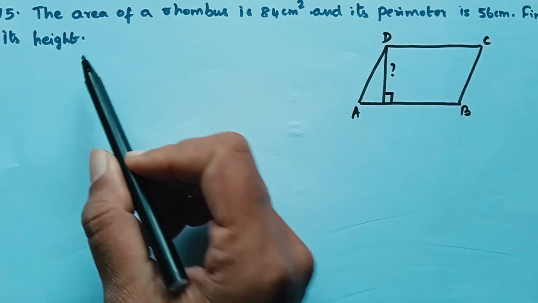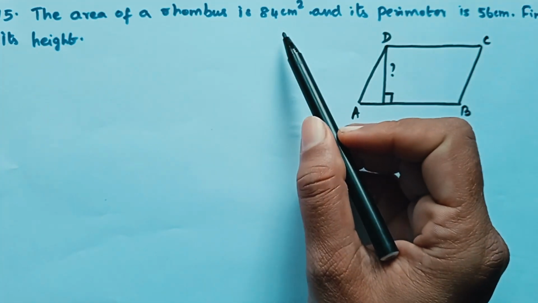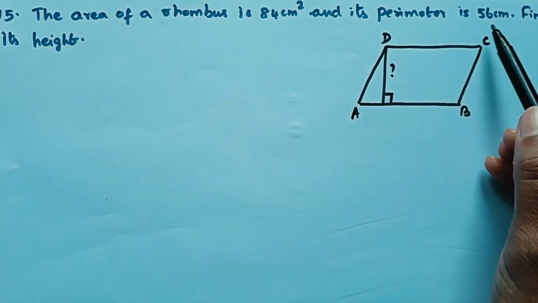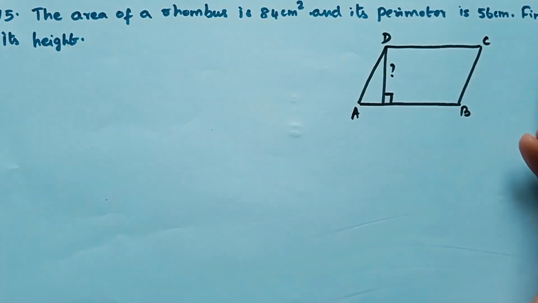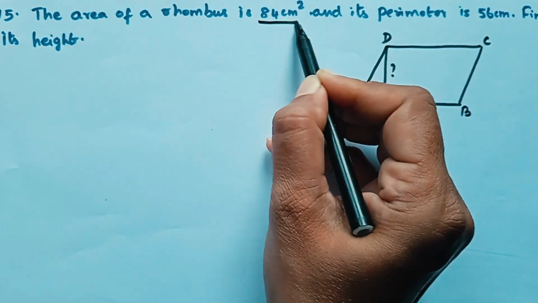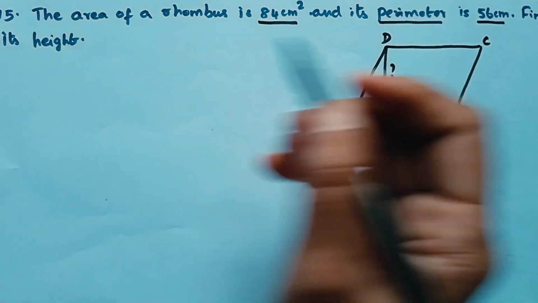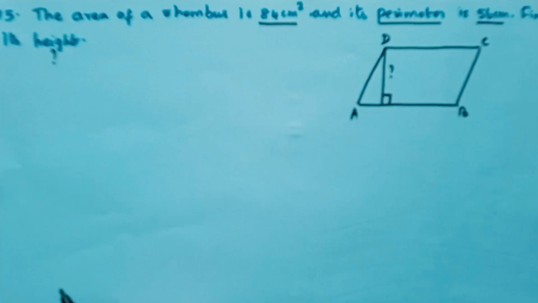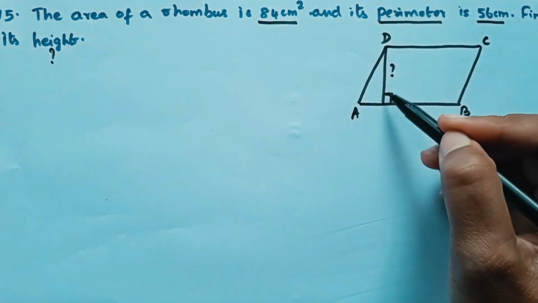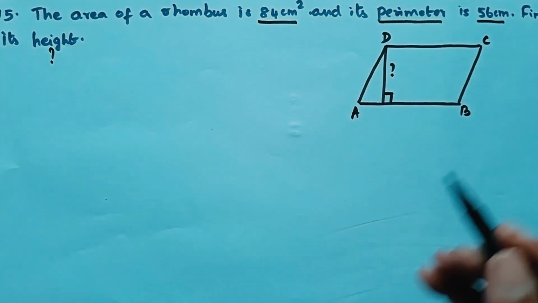Next question. The area of a rhombus is 84 cm square and its perimeter is 56 cm. Find its height. Here they have given the area as 84 and the perimeter as 56 cm. We need to find the height of the rhombus.